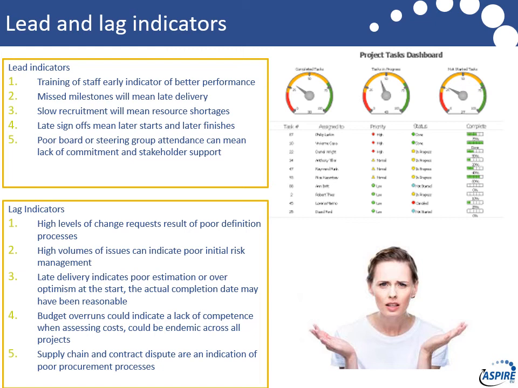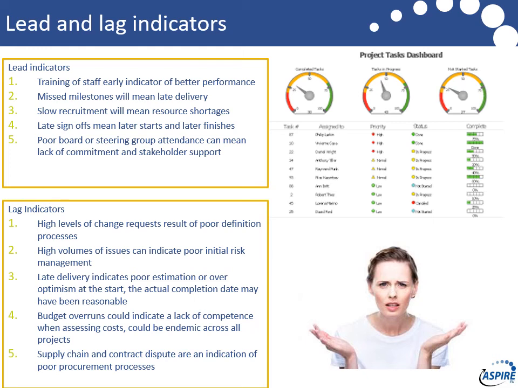And then we've got lag indicators, and these are things that we see that can tell us there's a problem earlier on. So high levels of change requests will tell us that we've got poor definition processes. Maybe it's around requirements, which is a popular one. High volumes of issues can indicate poor risk management. May not be poor requirements, it may just be poor risk. So you haven't managed the risk and now it's live. All right, late delivery, telling you about poor estimation.